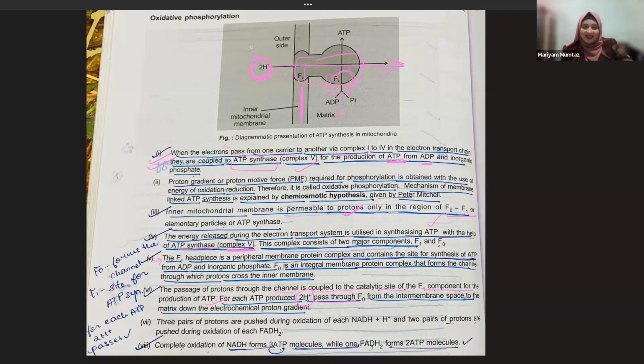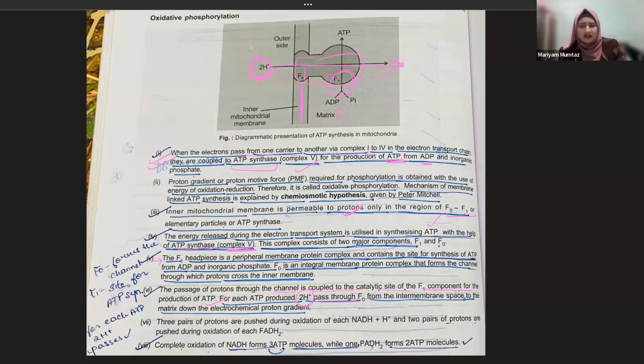Now, that line is written in NCERT also. The passage of protons through the channel is coupled to the catalytic site of the F1 component for the production of ATP. Now, the meaning here is that for any reaction to occur, there has to be a site for that reaction to occur. And since ATP synthase is the complex that is making the ATP, it has a certain catalytic site through which, when the protons go, ATP will be formed. This is what the line says.